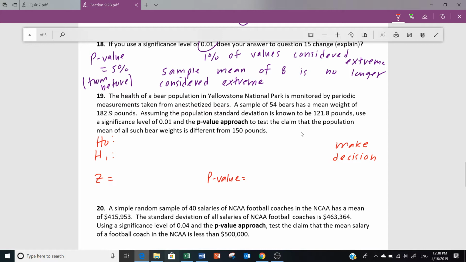I always mix that up. It just is different from 150 pounds. It doesn't say greater than or less than. So would that mean it's a two-tailed test? Yeah, okay. So now we do the critical value. What's this again? 0.1. So tell me the critical value.